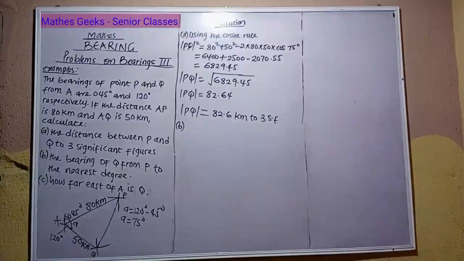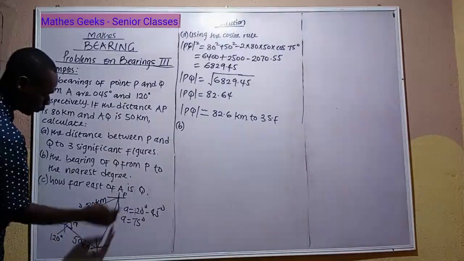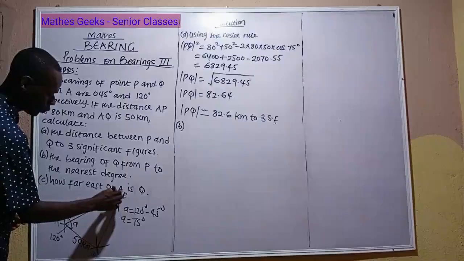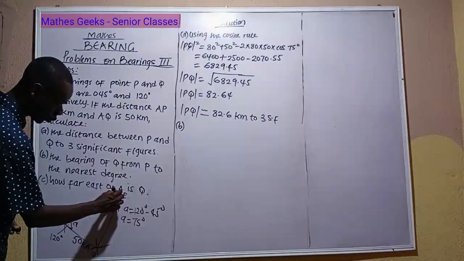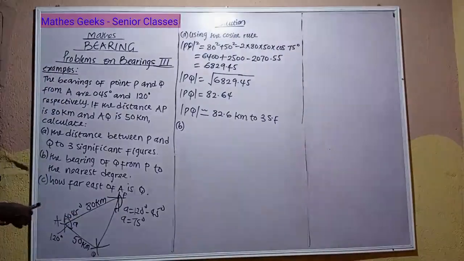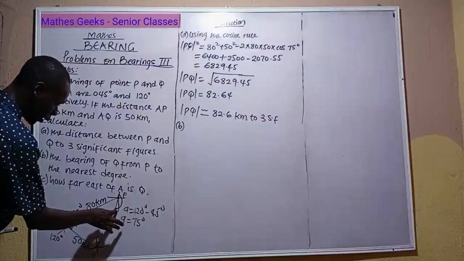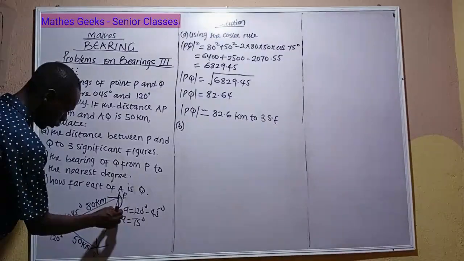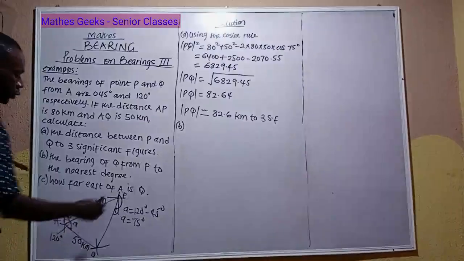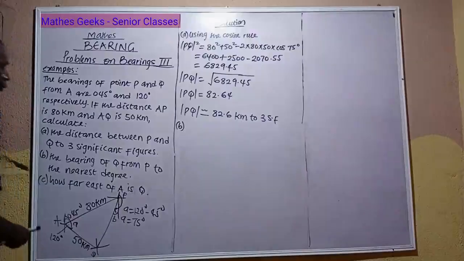Now, the bearing of Q from P to the nearest degree. We need to get the bearing of Q from P. From P, we draw our angle from the north to meet the line that connects P to Q. We need this angle from the north to this line. Let's say it is B.